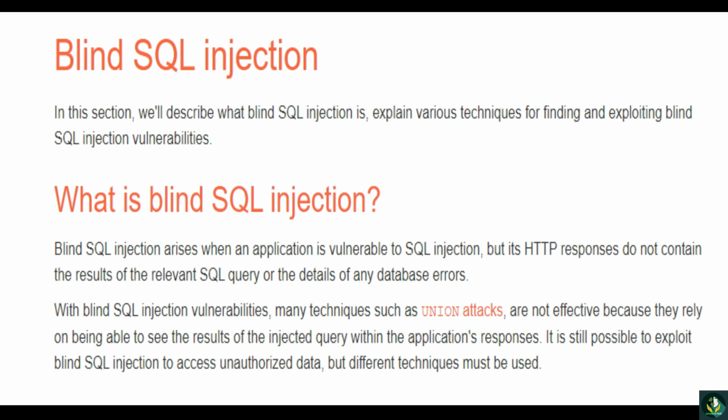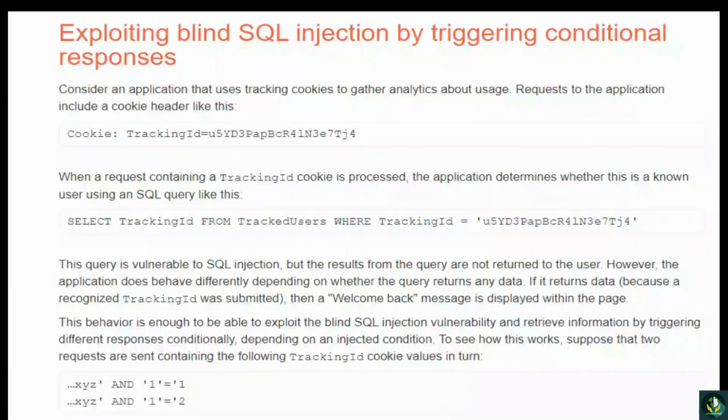With blind SQL injection vulnerabilities, many techniques such as UNION attacks are not effective because they rely on being able to see the results of the injected query within the application's responses. It is still possible to exploit blind SQL injection to access unauthorized data, but different techniques must be used.